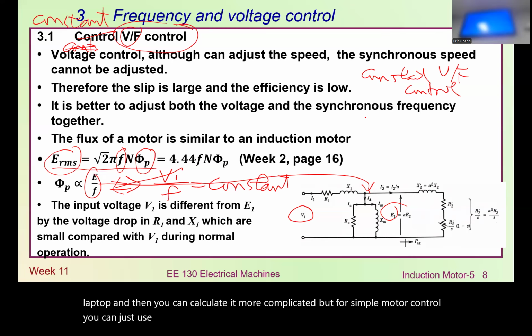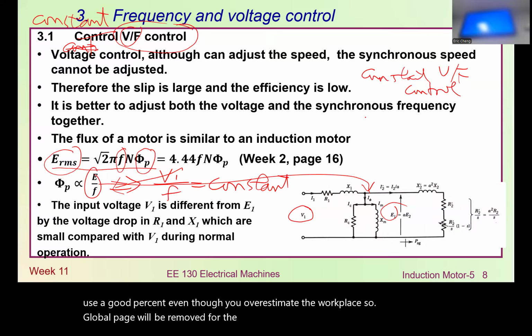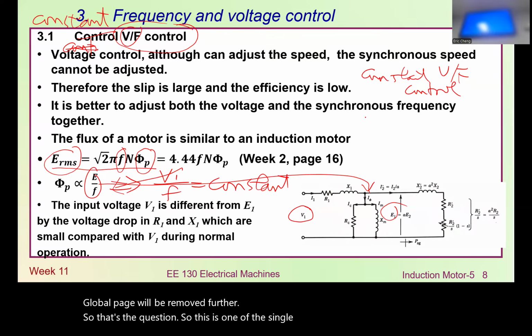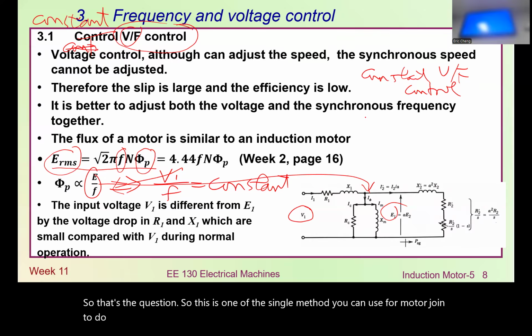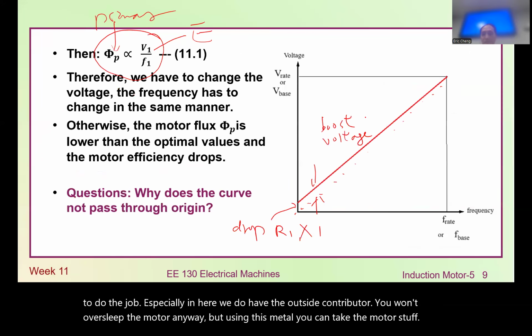Even though you overestimate the voltage, so what? It's low voltage, you won't burn the motor. So that's still quite helpful. That's one of the simple methods you can use for motor drive to do the job. Especially here, we do have the outside control loop, the speed loop, so you won't overspeed the motor anyway. Using this method, you can make the motor start. So that's how we do the motor control.